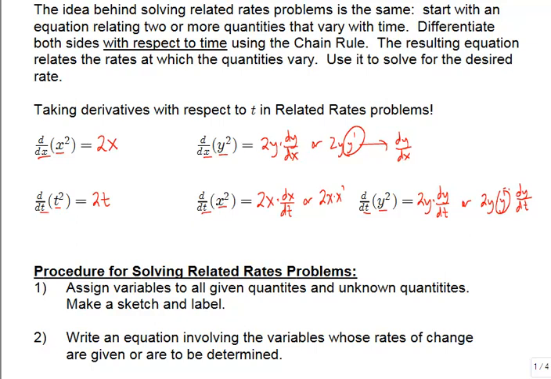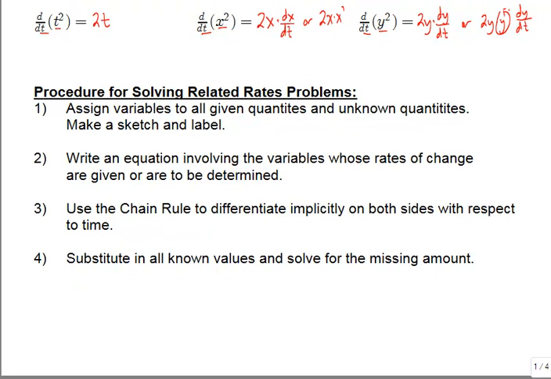Okay? So our procedure for solving related rates problems. Number 1, assign variables to all given quantities and unknown quantities. Make a sketch and label. And having a nice picture is really going to help you be able to do these problems a lot easier. Number 2, write an equation involving the variables whose rates of change are given or are to be determined.